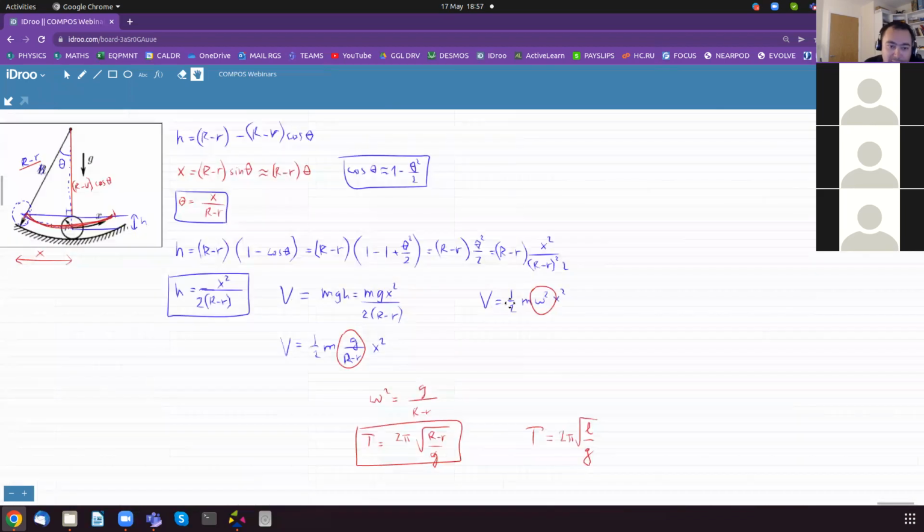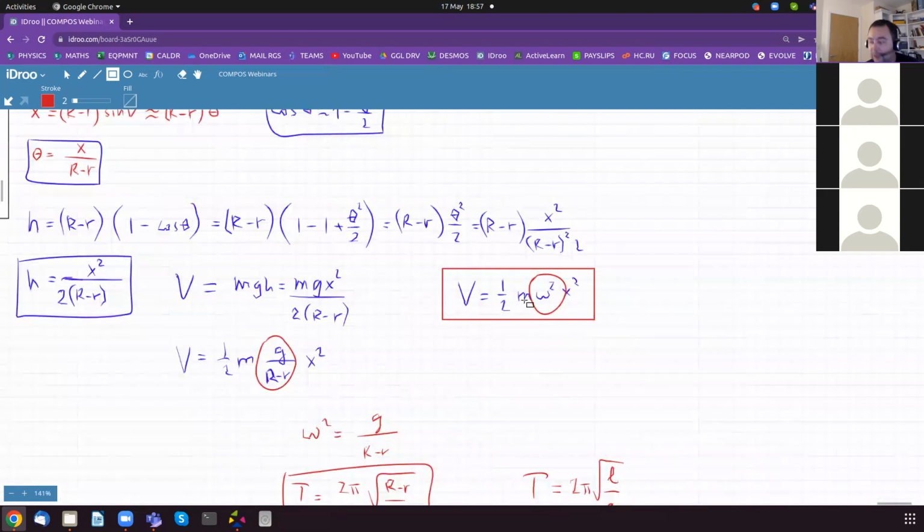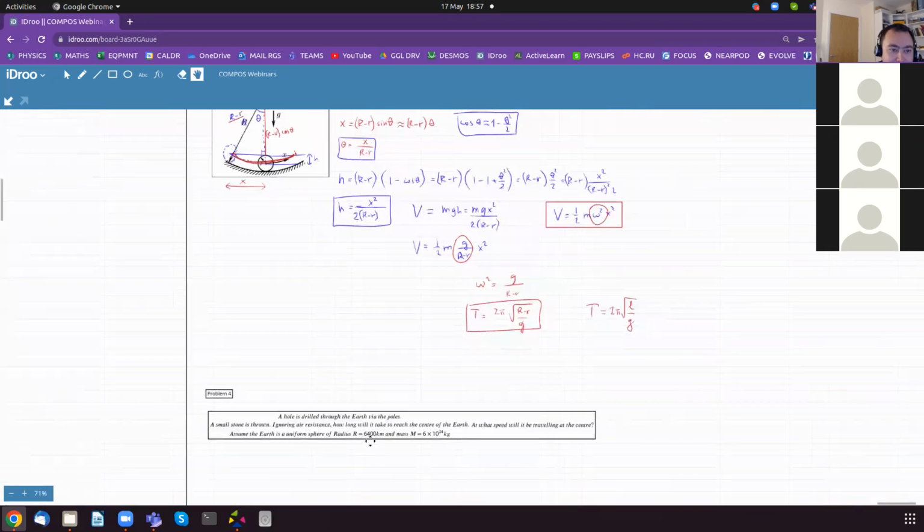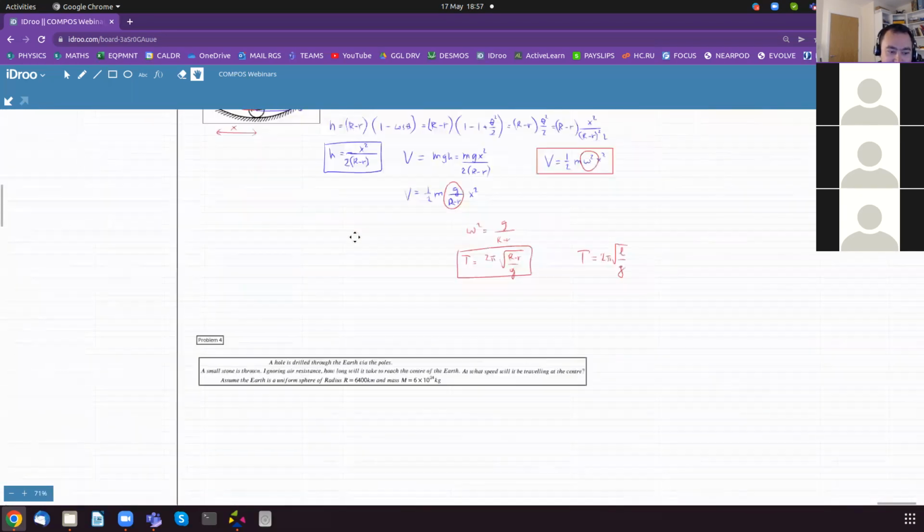Now, please do convince yourself that this formula is true. The potential energy of any oscillator, and that's a general one, could literally be anything. It could be a mass on a spring, a pendulum, could be the surface of the water. Anything that is capable of performing simple harmonic motion has this equation for potential energy, and that's very useful.